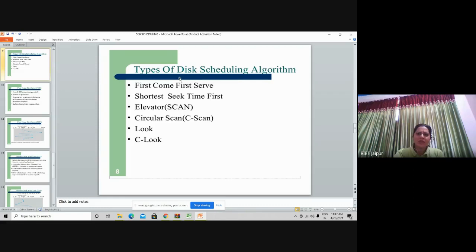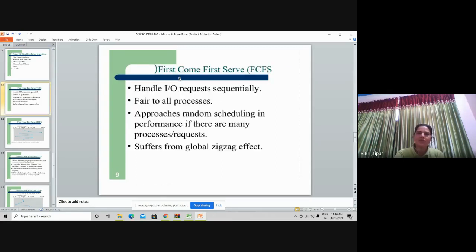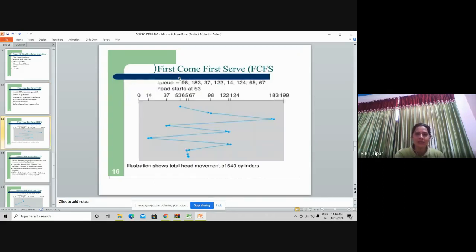As we know, there are different kinds of scheduling algorithms: first come first serve, shortest seek time first, elevator, which is also called the SCAN algorithm, circular SCAN algorithm, LOOK and C-LOOK algorithms. First of all, we'll discuss the first come first serve algorithm. As the name suggests, whichever request comes first, the disk will schedule that. It handles I/O requests sequentially, is fair to all processes, approaches random scheduling performance if there are many processes or requests, and suffers from global zigzag effects. This is the simplest approach, but here the head movements are high compared to other algorithms. You can have a look at the slide, where the data set is given to you.